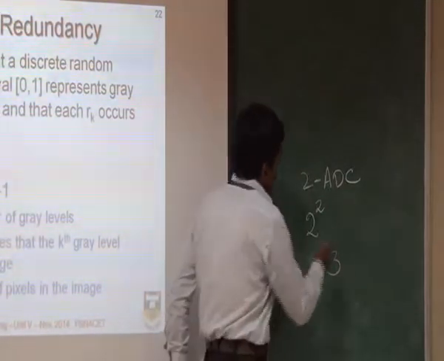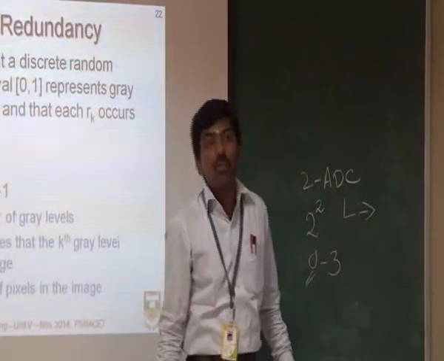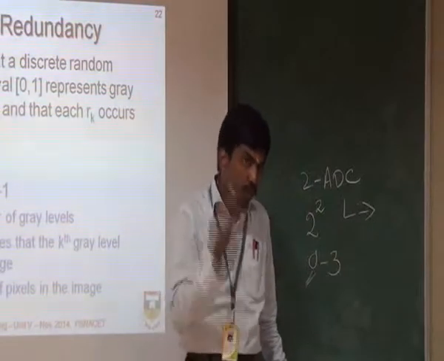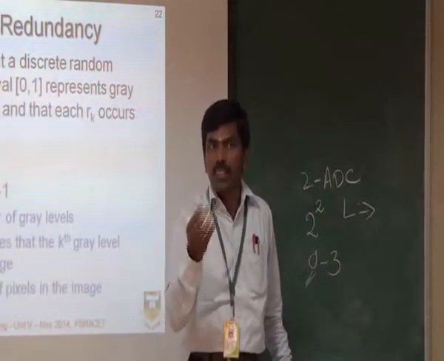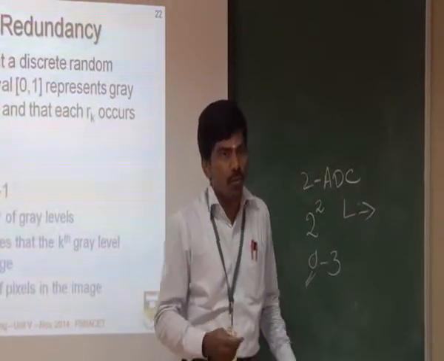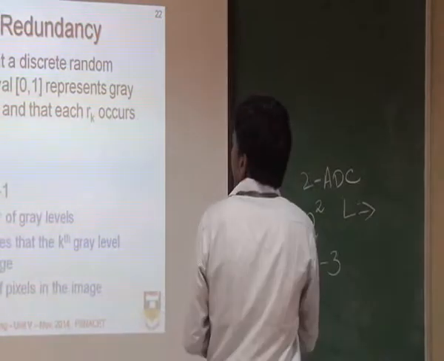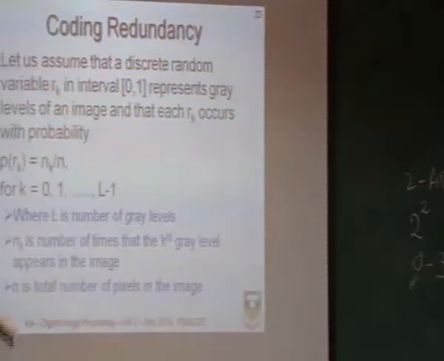Here L indicates the number of gray levels from the ADC. For 8 bits, it is 2 power 8, which is 256 gray levels, 0 to 255, or 1 to 256. Most of MATLAB does not accept 0, so we refer to 1 to 256, though the ideal case is 0 to 255. So L indicates the number of gray levels.